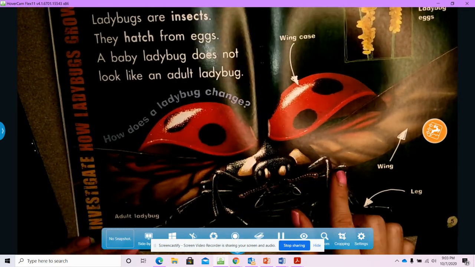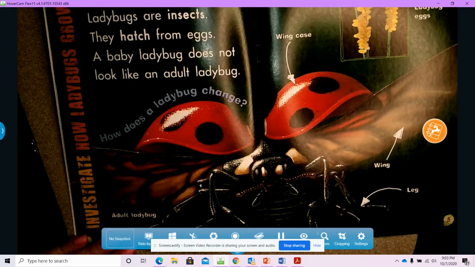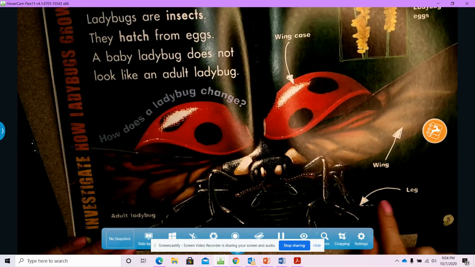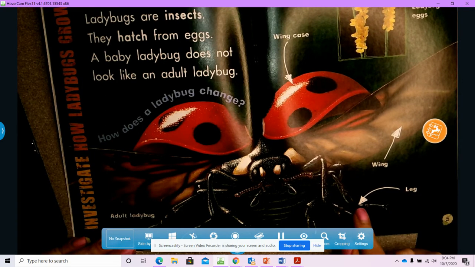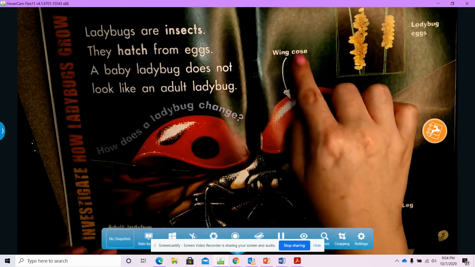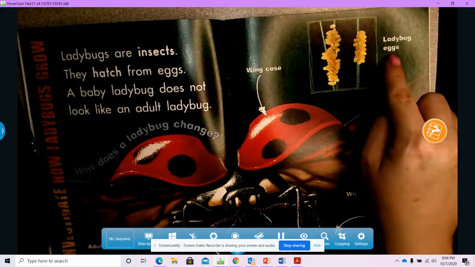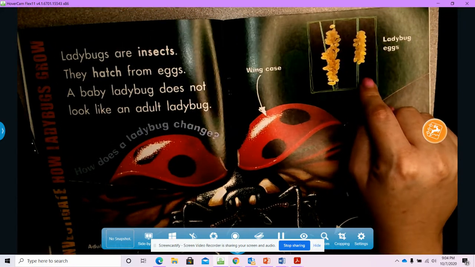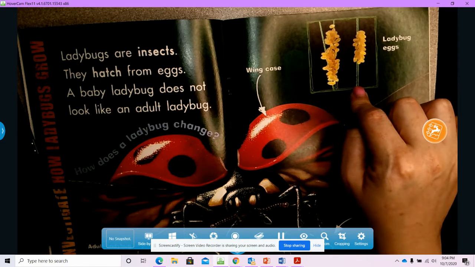And then we have a picture. This looks like a drawing of a ladybug, an illustration. But it has some labels. Remember we talked about these? This points out that this is the leg, this is the wing, this is the wing case. And then over here we have a picture of ladybug eggs. This is our caption. It tells us what the picture is about.